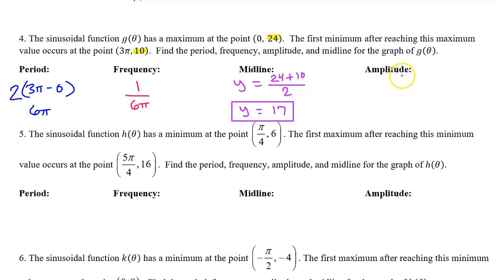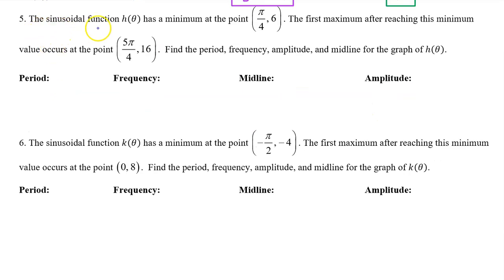The amplitude is the distance from the midline to the highest value. In other words, the amplitude will be the highest value minus the midline. In this case, the amplitude is 7.